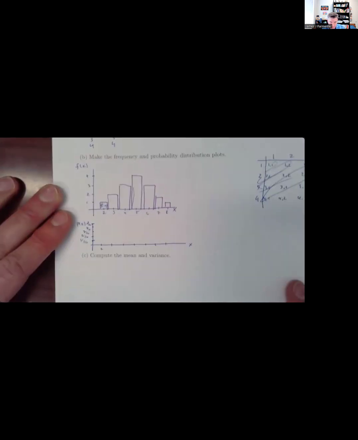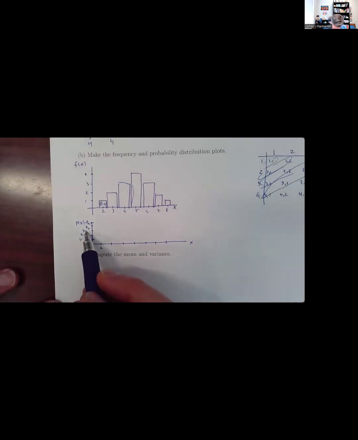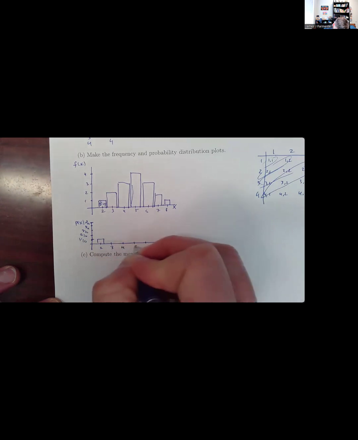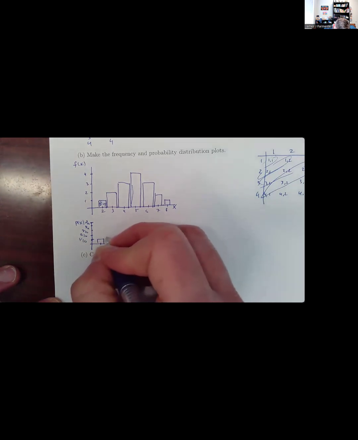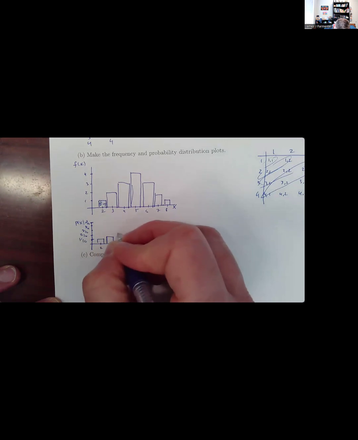The probability of getting a 2 is 1/16 because there are 16 total possibilities. It'd be 1/16, 2/16, 3/16, 4/16. Sorry, this is so small. I'll zoom for a minute here. All right, 1/16, 2/16, 3/16, 4/16. So the probability of a 2 is 1/16. Probability of a 3 is 2/16. Probability of 4 is 3/16.